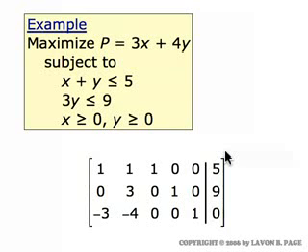Now, where will you go from there? This is your initial simplex tableau. What will be the first step of your simplex method solution? Grab the most negative number in the bottom row, which is the -4, right?